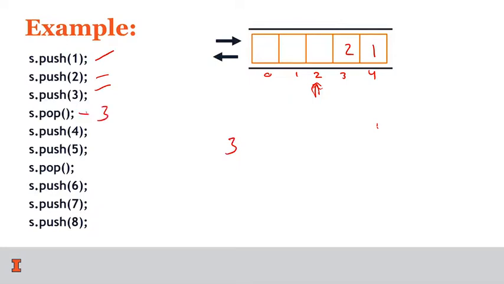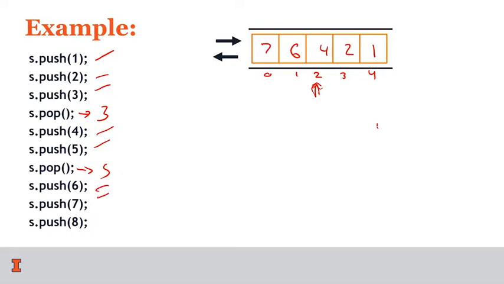I'm going to go ahead and push 4, which now gets inserted here. Push 5. Pop out the top element of the stack. We're going to pop out 5. Remove it from the stack. Here we're going to need to push 6. Push 7. And we're about to push 8, but we're out of space.